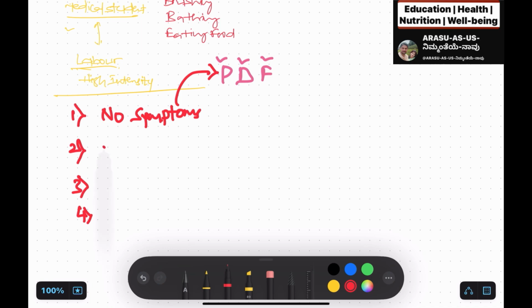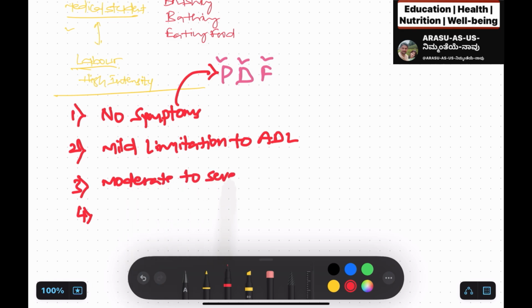Suppose there is mild limitation to their activities of daily living. Limitation might be in the form of palpitations, dyspnea or fatigue. This is considered NYHA class 2. If there is moderate to severe limitation, we will call it NYHA class 3. And suppose these symptoms restrict the individual from doing activities even at rest, that is called grade 4. So this is the thing.